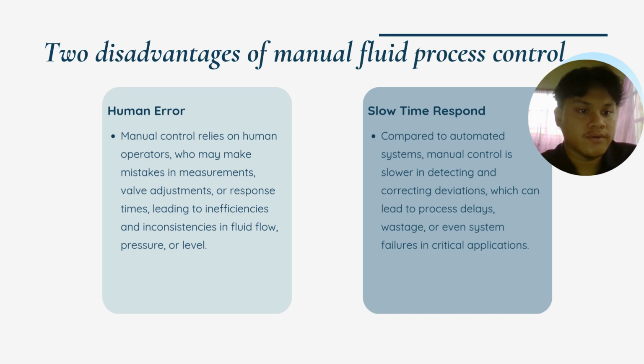For disadvantages of fluid process control, we have two, which are human error and slow time response. Human error: manual control relies on human operators who may make mistakes in measurement, valve adjustment, or response times, leading to inefficiencies and inconsistencies in fluid flow, pressure, or level. Next is slow time response. Compared to automated systems, manual control is slower in detecting and correcting a deviation, which can lead to process delay, wastage, or even system failure in critical applications.